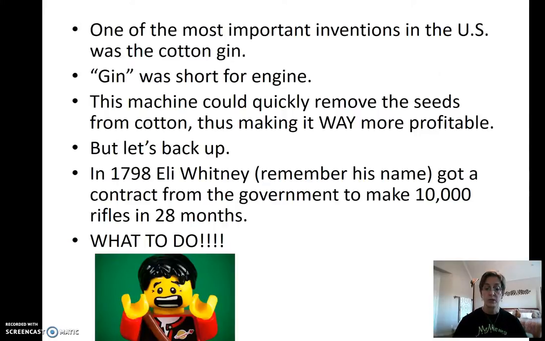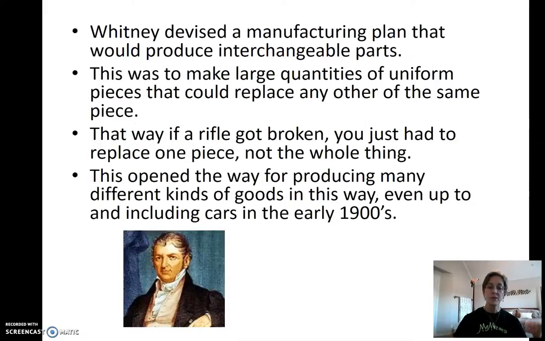And Whitney is like the little guy at the bottom, what am I going to do now? So 10,000 rifles in a month, 28 months is a lot of rifles for back then because you have to build each one from the beginning to the end by hand. So he devises this manufacturing plan that uses interchangeable parts.